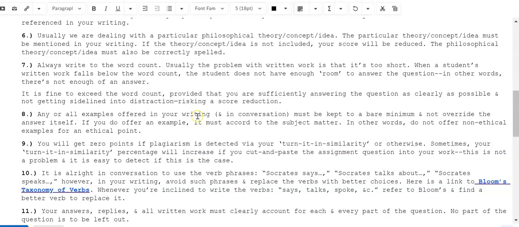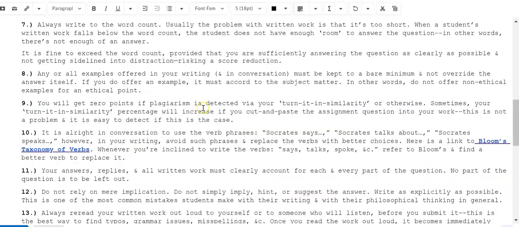8, all of our examples offered in your writing. Any or all of your examples offered in your writing and in conversation must be kept to a bare minimum and not override the answer itself. If you do offer an example, it must accord to the subject matter. In other words, do not offer non-ethical examples for an ethical point. Okay.